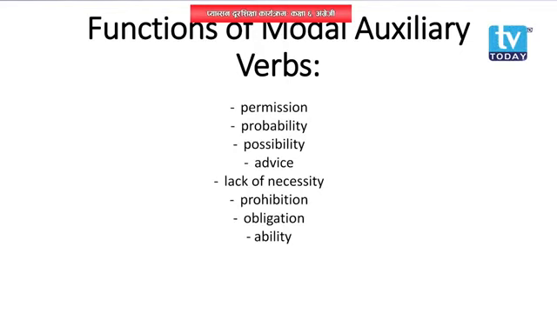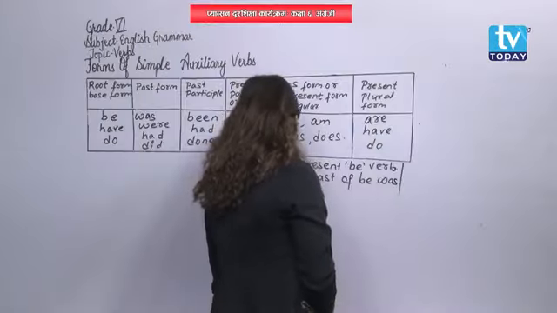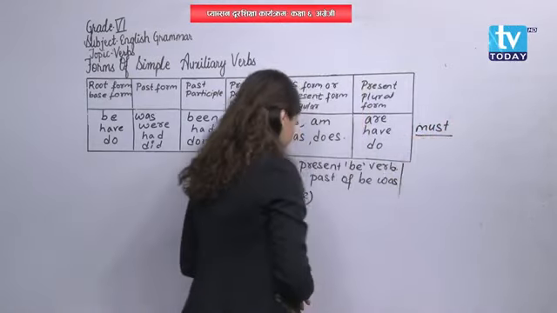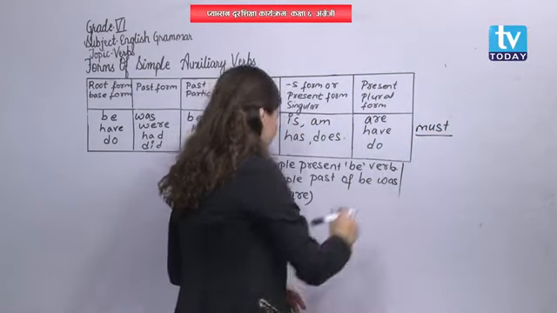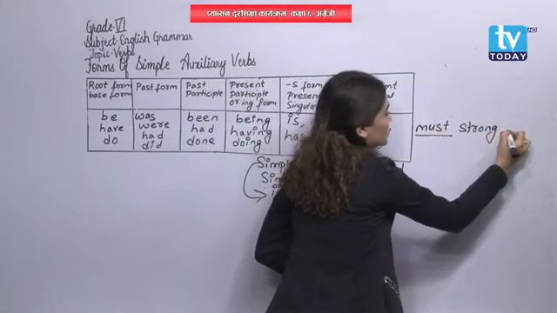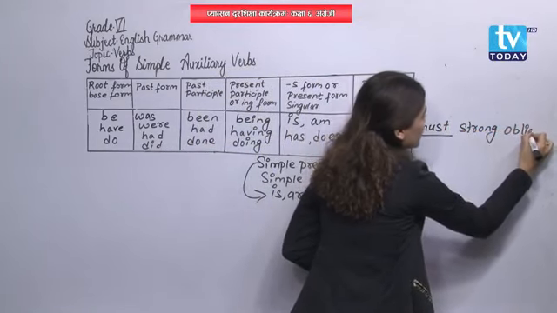You can look over here at a few examples of modal auxiliary verbs. M-U-S-T, must. Yes or no? Must is a strong obligation.